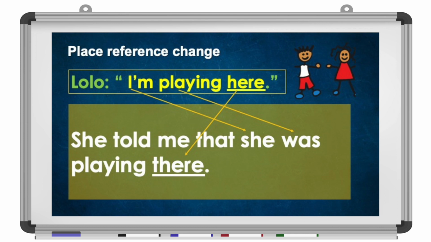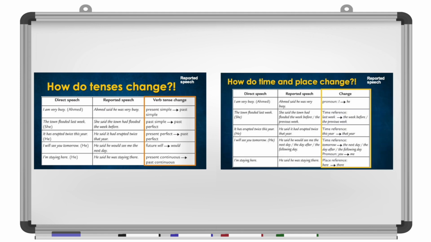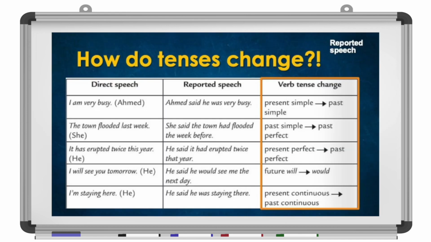Now you have a task. I want you to open your student's book, page 133 and 134. There are two tables. One table has the tense change and the other the place and time change. How do tenses change? Check the table with me.